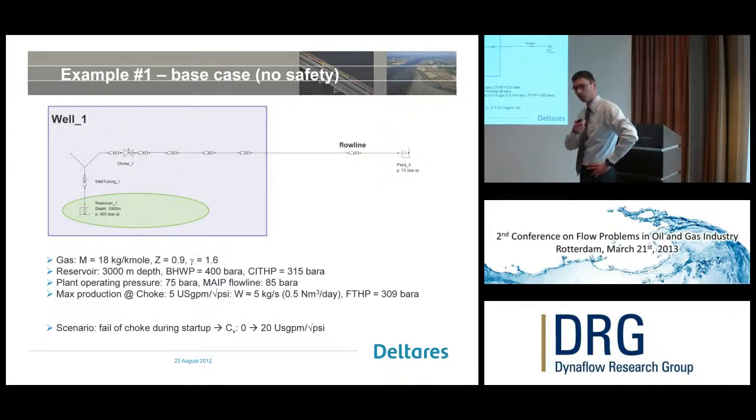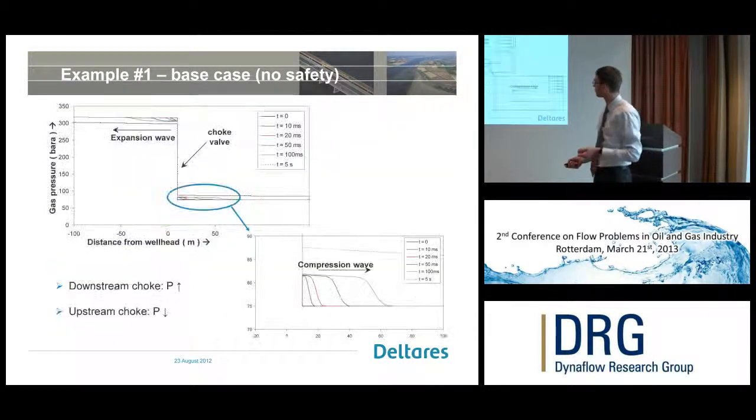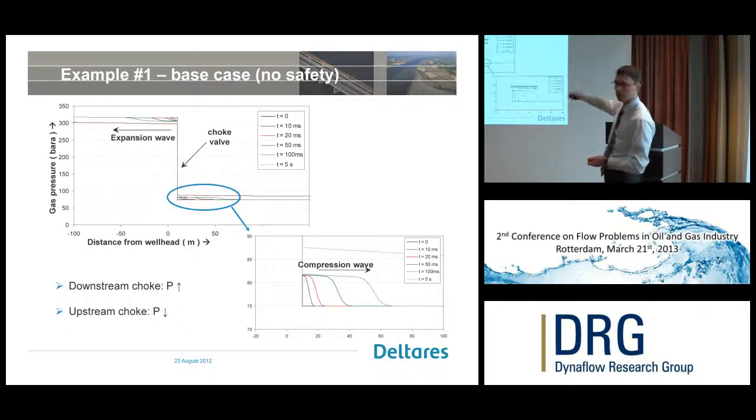And now the scenario that I want to show you is what happens if this choke valve fails during startup. So my CV goes from 0, in this case, to, let's say, 20, which is not what you can see here. What you see is that a pressure wave goes through your system. So you've got here the choke valve. Because at t is 0, there's a big pressure difference between your upstream and your downstream side. And when the choke valve breaks, you see nicely that expansion waves go into the upstream side, and a compression wave goes into this side.